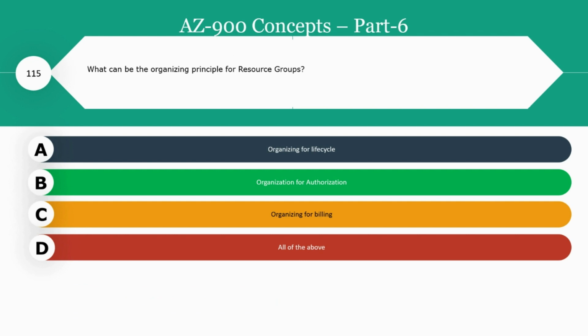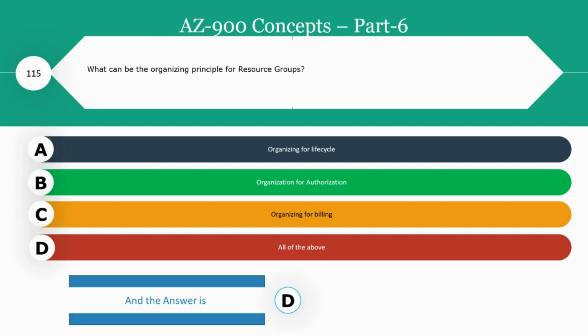What can be the organizing principle for resource groups? Option A, organizing for life cycle, option B, organizing for automation, option C, organizing for billing, or option D, all of the above. The right answer for this question is option D. You can form a resource group for all the items stated here, and so the correct answer will be all of the above.